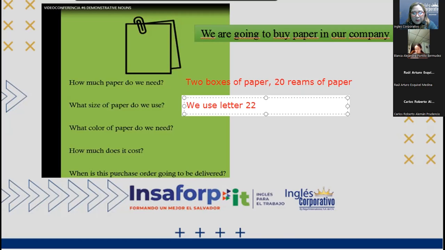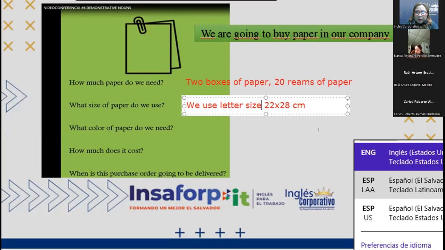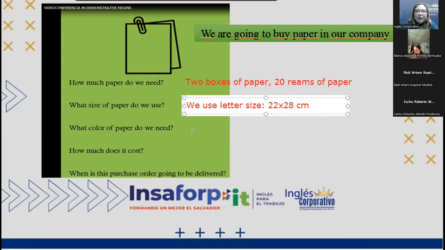22 by, tengo que poner la X porque no agarra el otro. By 28, what? Inches? Centimeters? Centimeters. Okay. Centimeters. There you are. We use letter. Letter size. Okay. Oh, sí. Letter size. Bien.